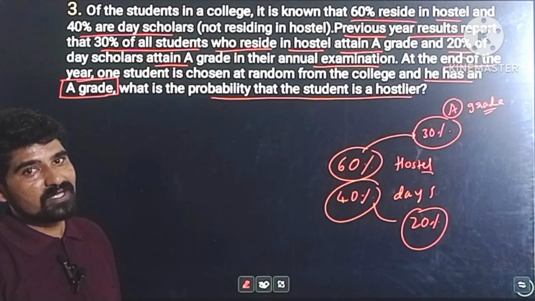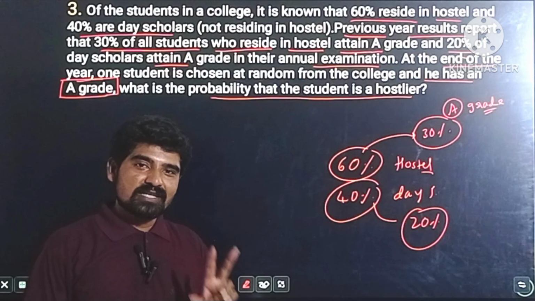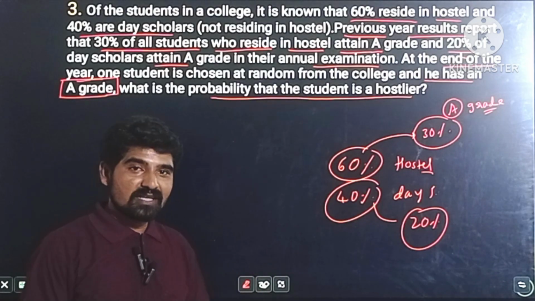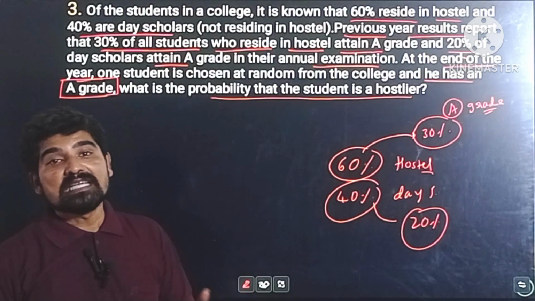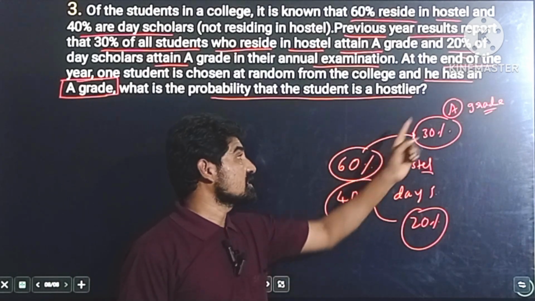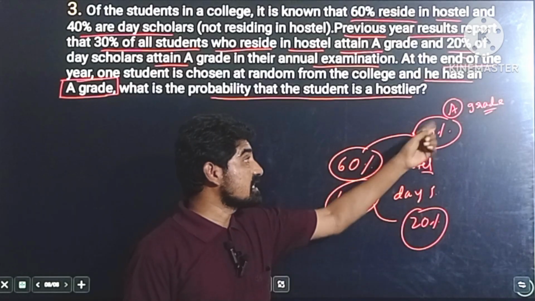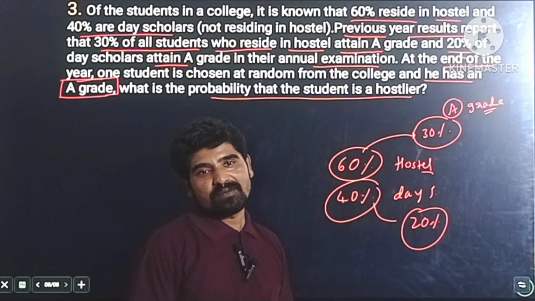I hope all of you understood what the question is here. In a college, 60% of the students are staying in hostel and 40% are day scholars. Previous year results report that 30% of the students residing in hostel attend A grade and 20% of the students who are day scholars attend A grade in their annual examination.